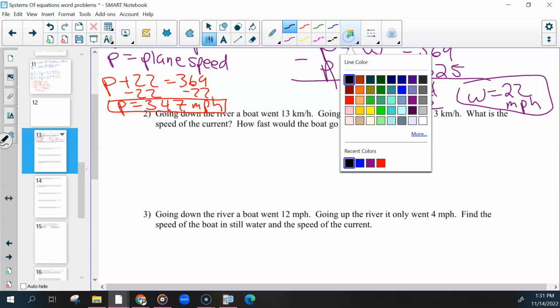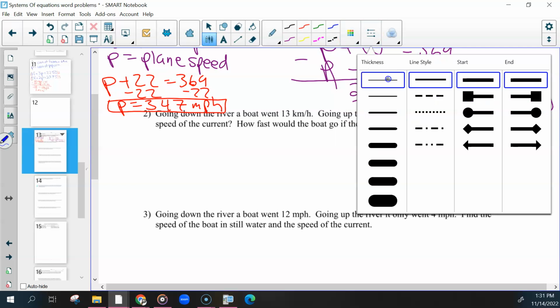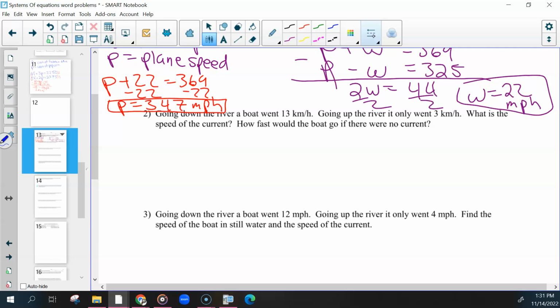For number 2, we are going down the river. The boat went 13 kilometers per hour. Going up the river, it only went 3 kilometers per hour. It's asking for the speed of the current and how fast the boat would go if there were no current. The wording is a little tricky, but just pay attention to what it's really asking.